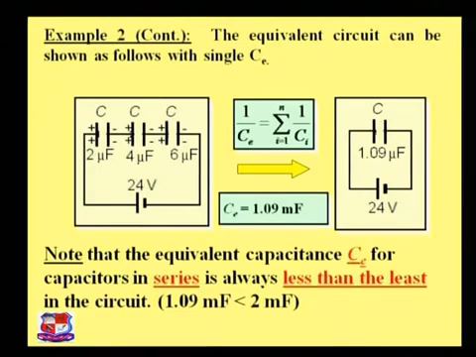Just note down one important point: in the series form of capacitors, the equivalent capacitance is always less than the least value of the capacitances. In our circuit, the least value of capacitor is C1, that is 2 microfarad. So our equivalent capacitance value is 1.09 microfarad, which is less than the least value C1. So this is again one of the hints for your problem solving.